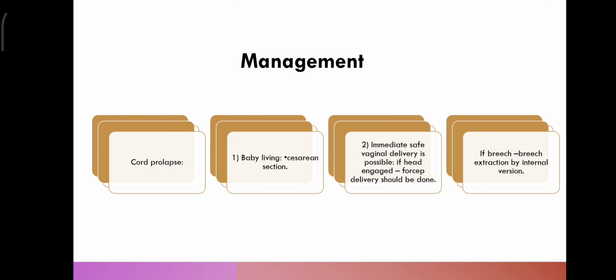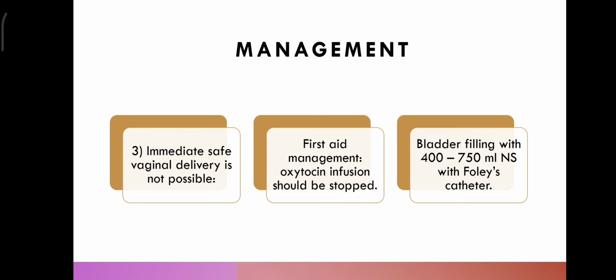The management for cord prolapse. First, if the baby is living, cesarean section is the best option. Second, immediate safe vaginal delivery if possible. If the head is engaged, forceps delivery should be done. If the baby is in breech position, breech extraction by internal version should be done.